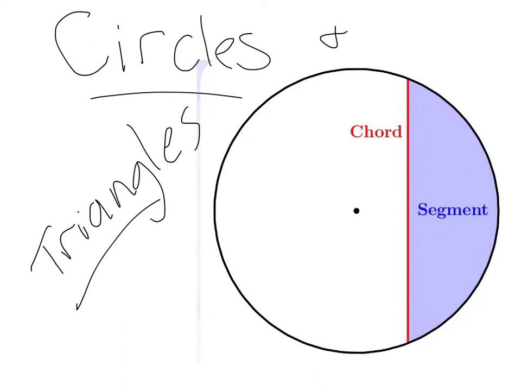A segment is defined by a chord cutting across a circle, and the segment is the shaded part here. So a chord is any segment that goes from edge to edge of a circle that does not pass through the center. So we have this chord slicing the circle, not going through the center. This outside part that would fall off if this were a pizza, that is our segment.